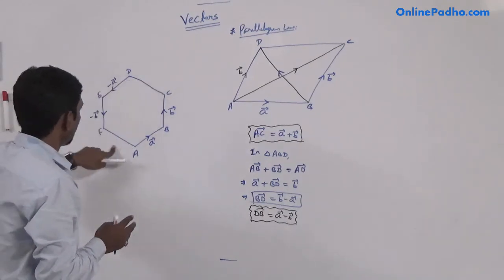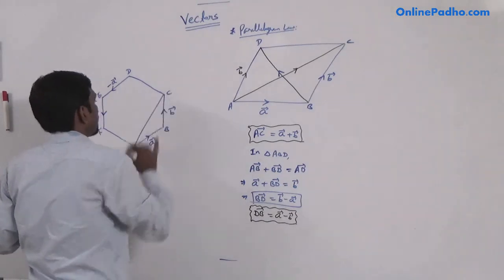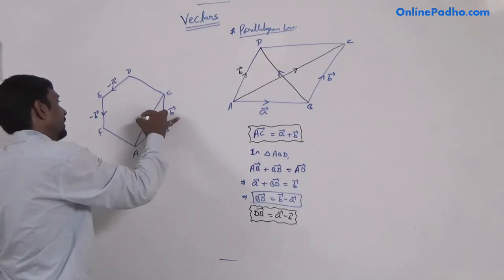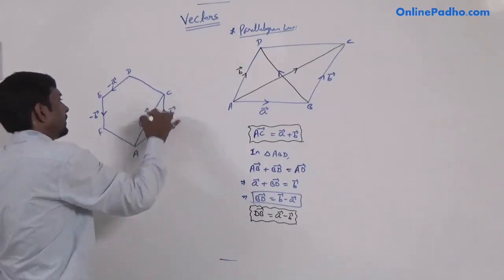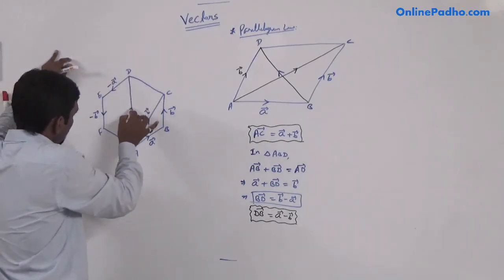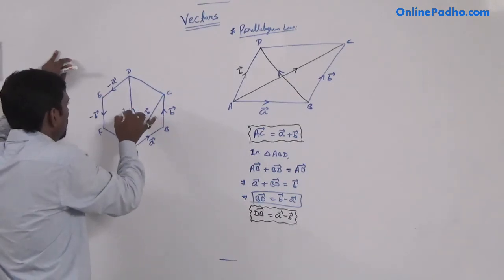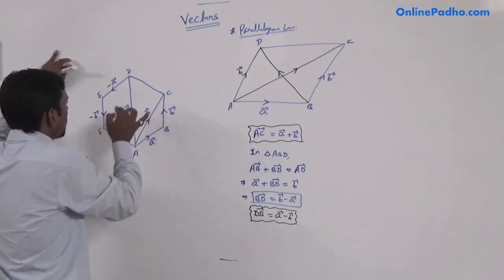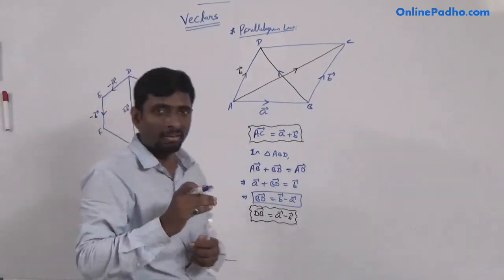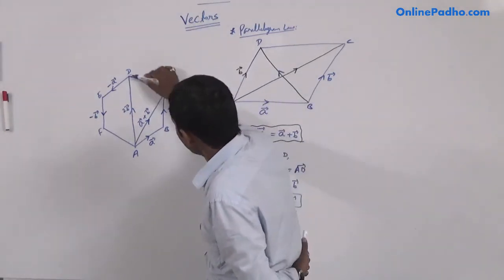So now finally we have to find these two vectors. If you draw this line, this vector can be written as A vector plus B vector. We have to find this vector, so we can draw this diagonal as well. This vector can be written as 2B vector. Because this is B vector, this must be 2B vector in a regular hexagon, right?